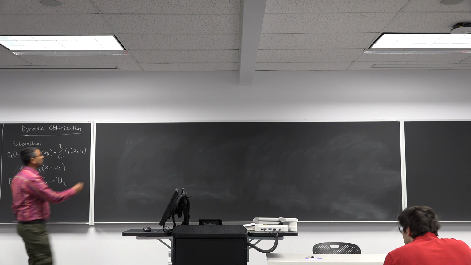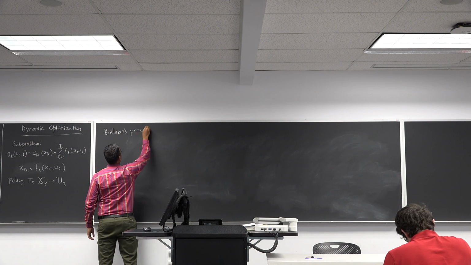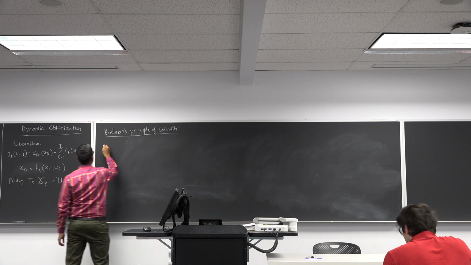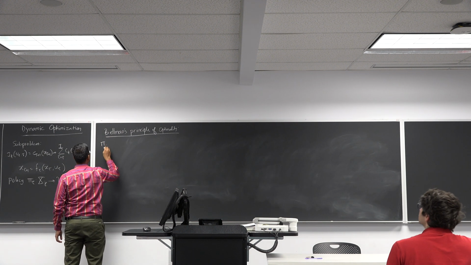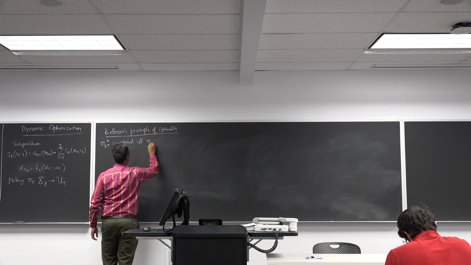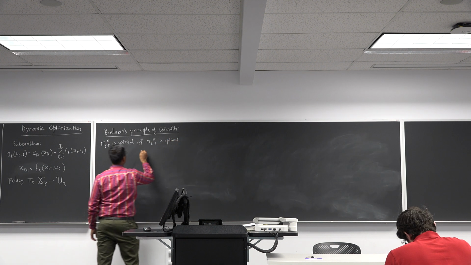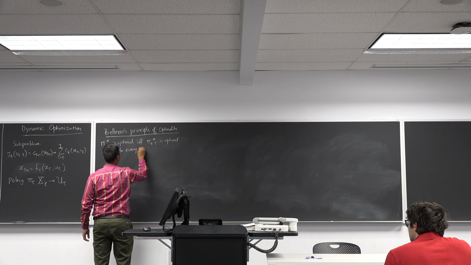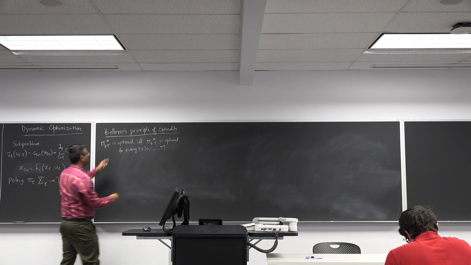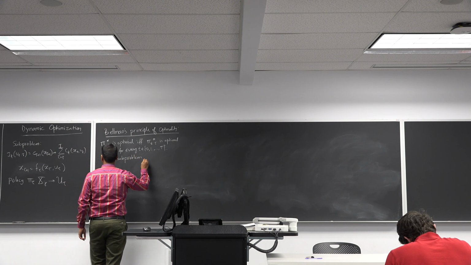And what Bellman's principle of optimality said is that pi 0 to capital T star is optimal if and only if pi t to pi capital T star is optimal for every t. And this is optimal for every t for subproblem J_t.